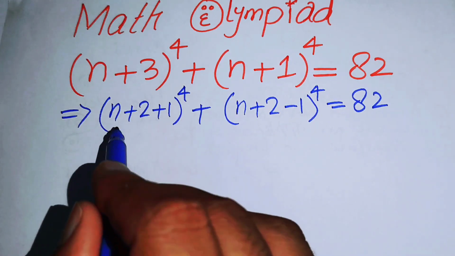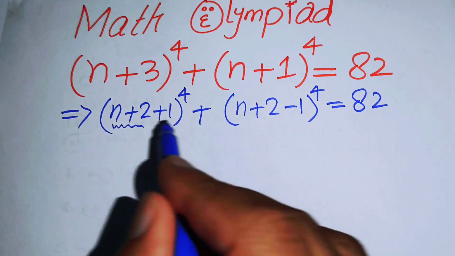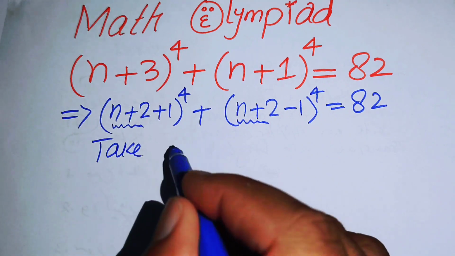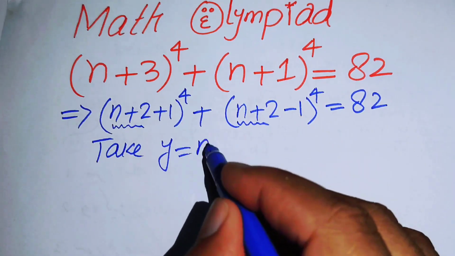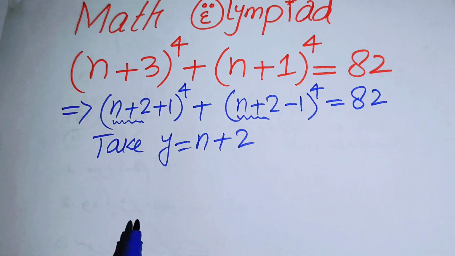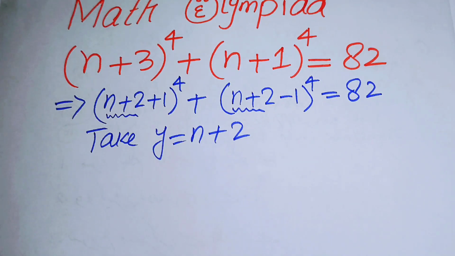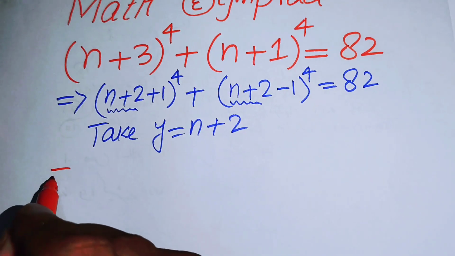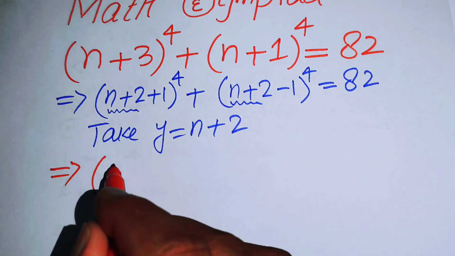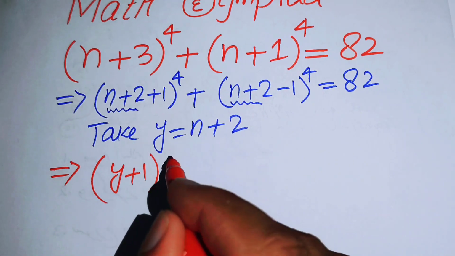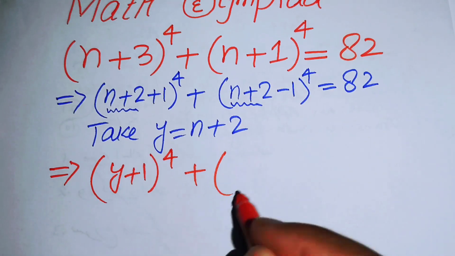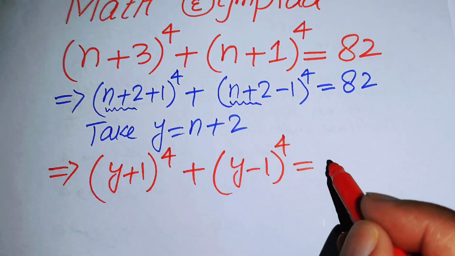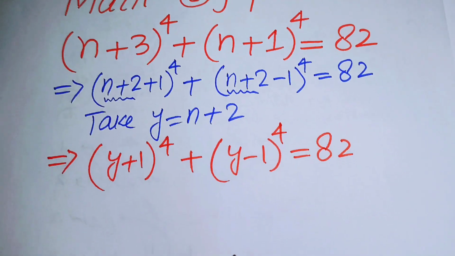And after that you will see here we have n + 2 as the common term, so we will just take y = n + 2. When we put y = n + 2, this expression becomes (y + 1)^4 + (y - 1)^4 = 82.